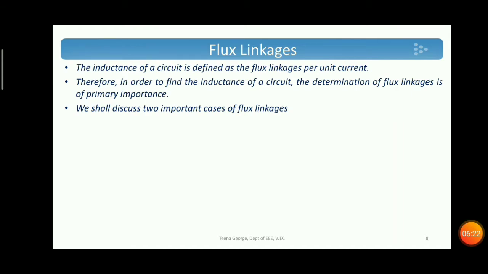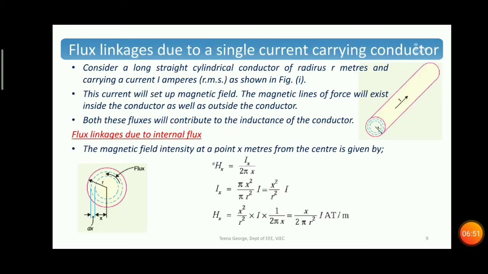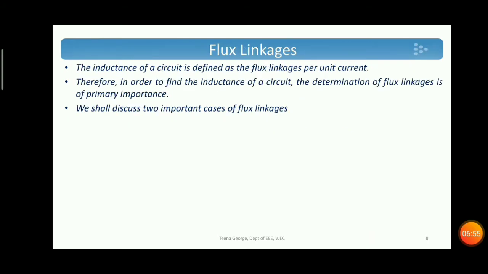Next, we have seen resistance. Next parameter is inductance. Inductance, as we all know, is flux by current. So for finding out the inductance, first we have to find out the flux linkages. Inductance of a circuit is defined as flux linkage per unit current. Therefore, in order to find the inductance, flux linkages should be determined. First, we can consider a single current carrying conductor.